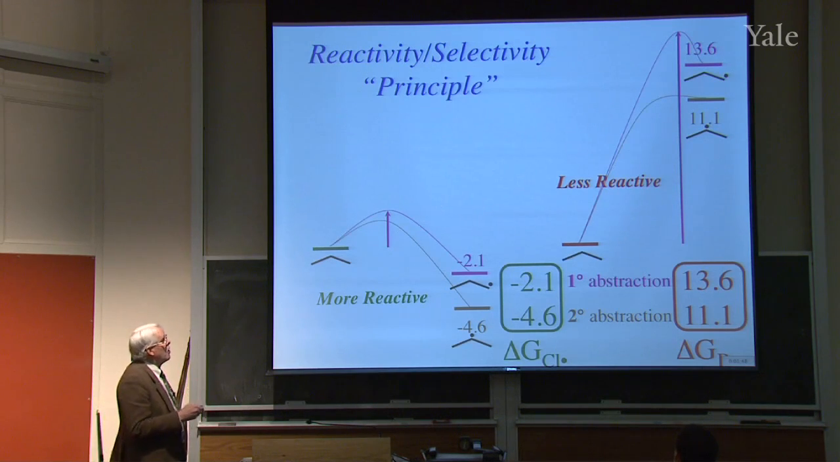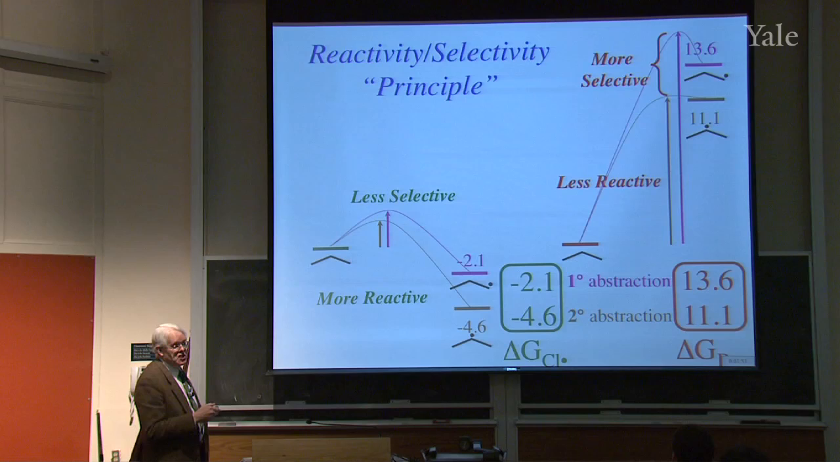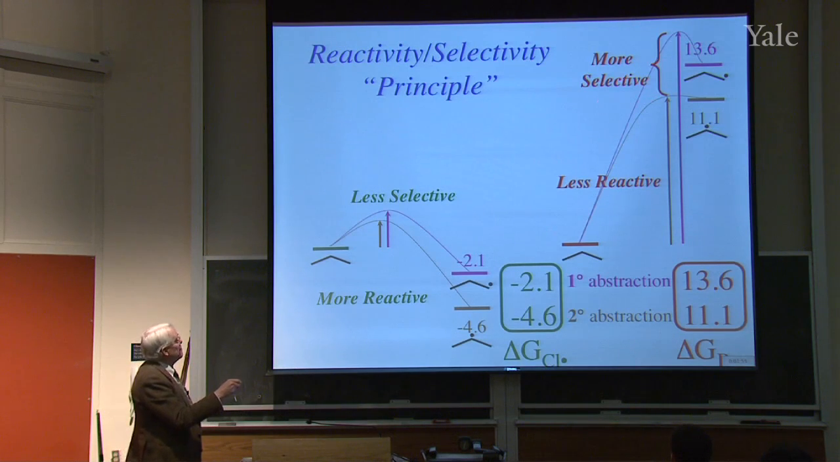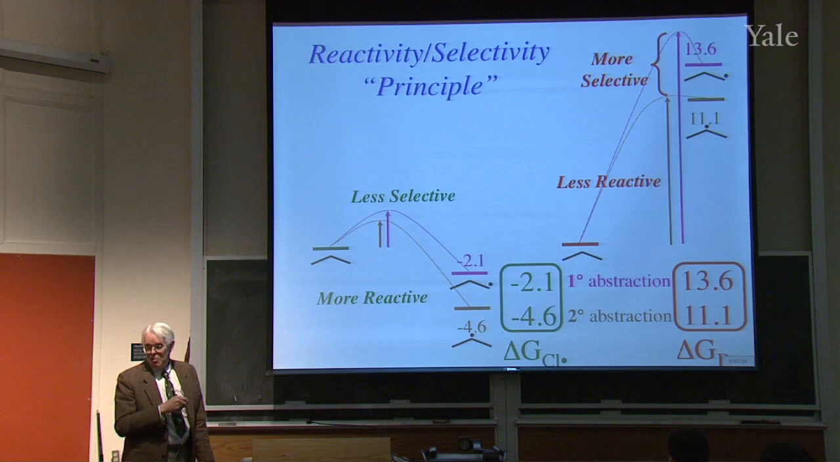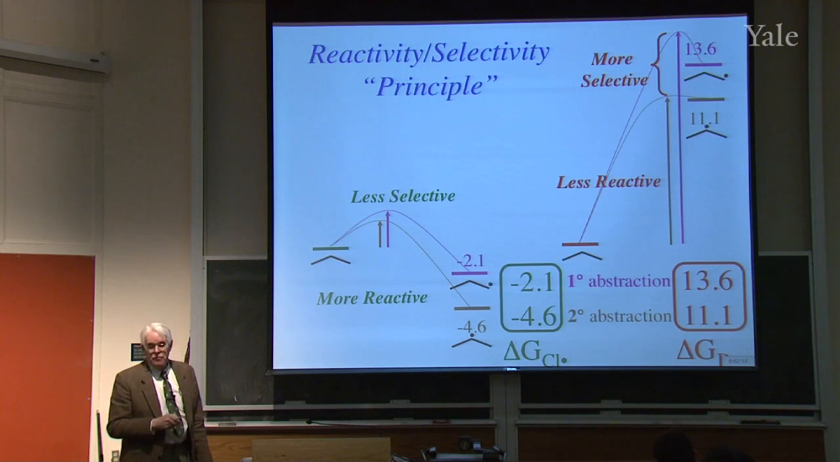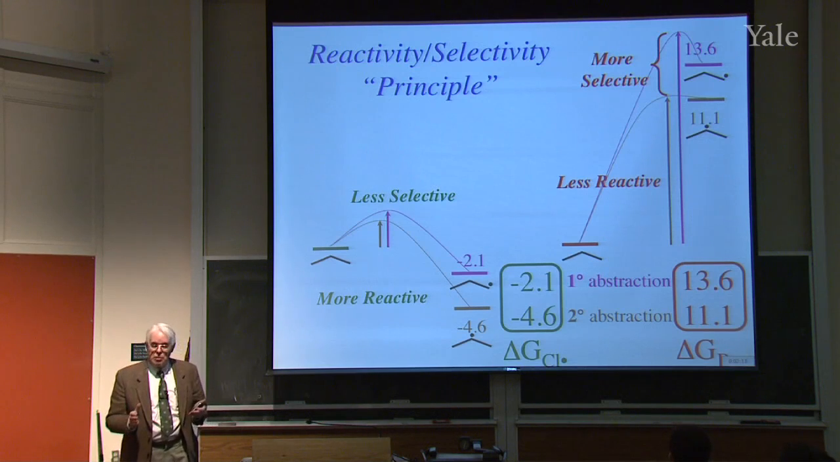But notice that the difference in the activation energies is more dramatic in the case of bromine than it is in the case of chlorine. The earlier the transition comes, the less difference there's going to be. So chlorine, the more reactive reagent, is less selective. And bromine, the less reactive agent, is more selective, right? So this is called the reactivity-selectivity principle.